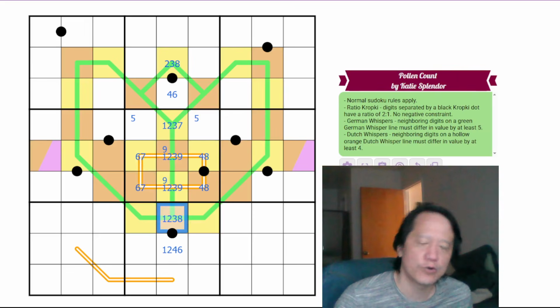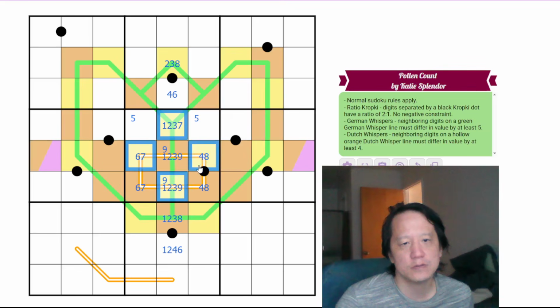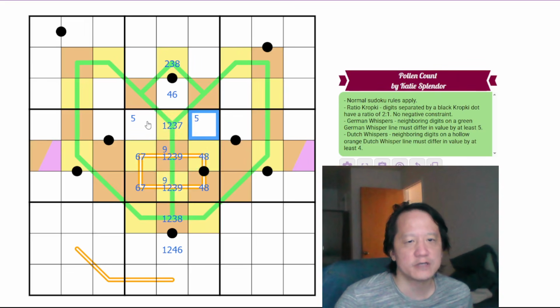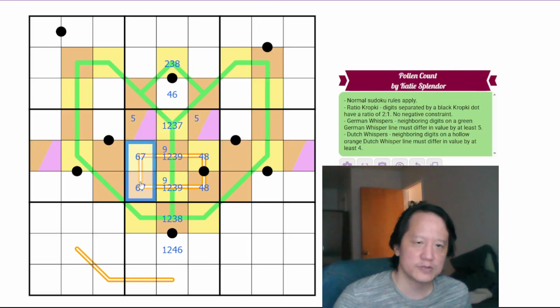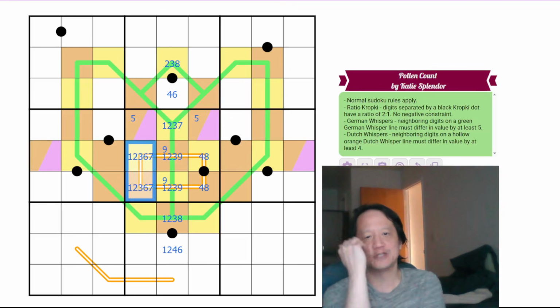Oh, we have 4 yellow digits here. That means the rest of this box cannot contain yellow. So it has to be pink and orange left. So we could have 6 or 7 as the high next to 1, 2, or 3. And next to the 9 could be 1, 2, or 3. We're not sure which.